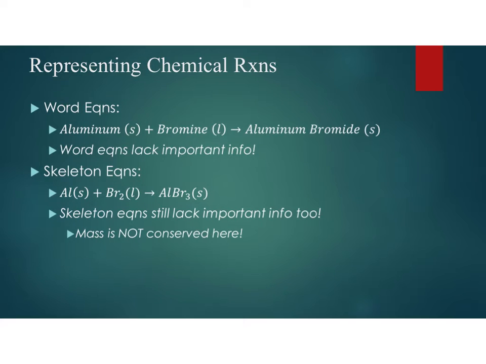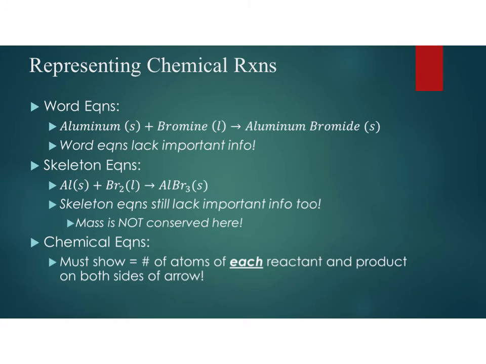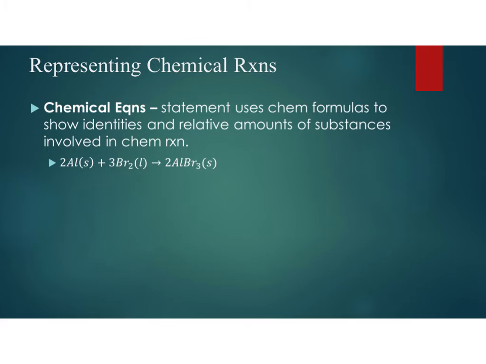So this is going to take us to the third and final form of equation, and that's called a chemical equation. So in a chemical equation, this is an equation that will show the number of atoms of each reactant and each product on both sides of the arrows. Okay, so essentially this is kind of the key component that's been missing. This is where it's going to show us how mass is conserved. So a chemical equation is a statement that's used in chemical formulas to show identities and the relative amounts of substances involved in a chemical reaction.